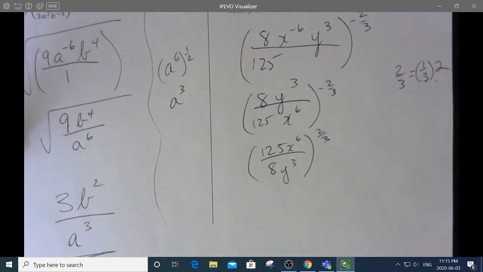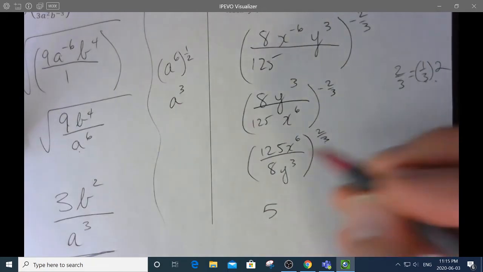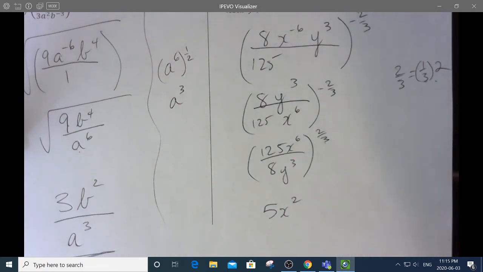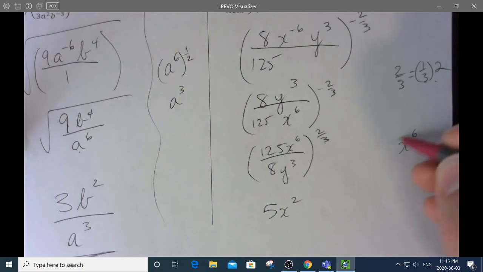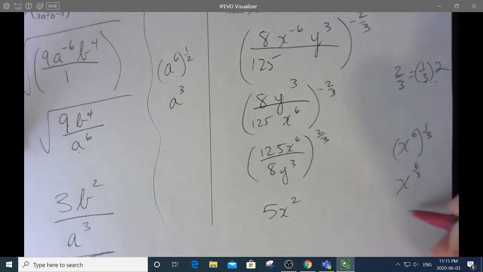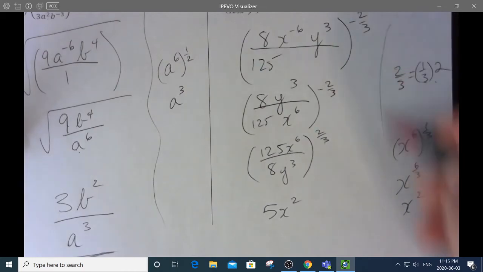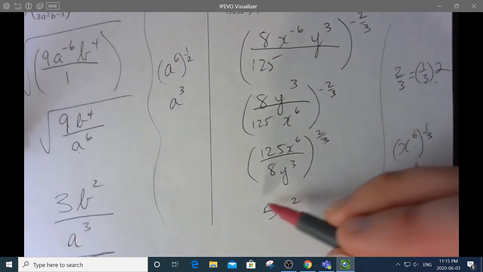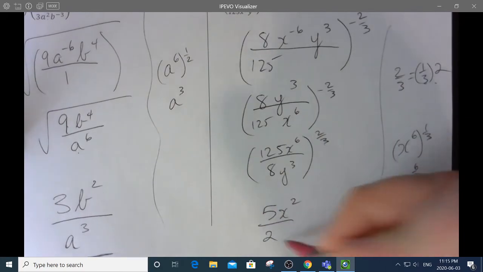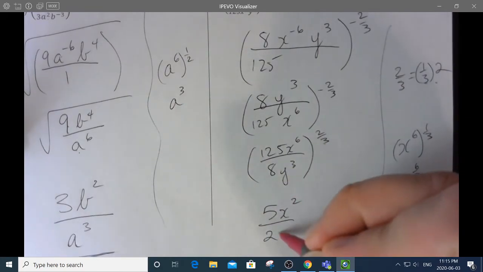So cube rooting 125 gives me 5. The cube root of x to the 6 is x to the 2. Think about that. Again, x to the 6 to the 1/3. That's 6 times a third, which is 2. Make sure that makes sense. And again, this is just scrap work. So this is 5x squared. And then 8 cube rooted is 2. Y cubed cube rooted is just y.